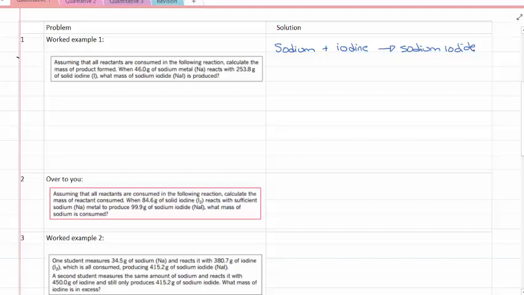Now, in the question, we've been told that we've got 46 grams of sodium and 253.8 grams of iodine, and we've got to work out the mass of sodium iodide that is produced. Okay, so since we're assuming that all of the reactants are consumed, and we've learned about the law of conservation of mass, to work out the mass of sodium iodide that is produced, we're simply going to add those two numbers together.